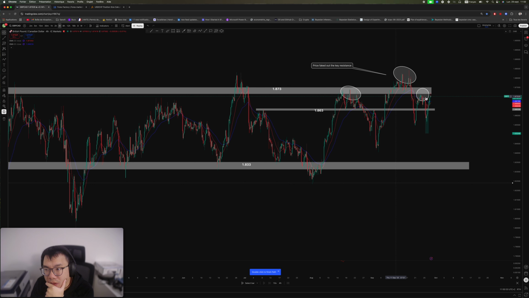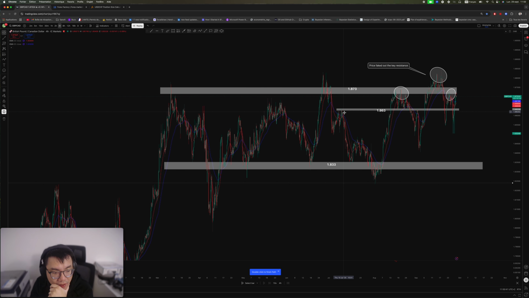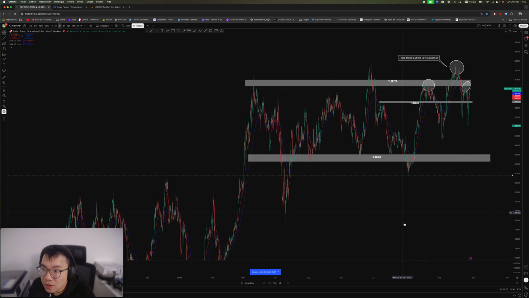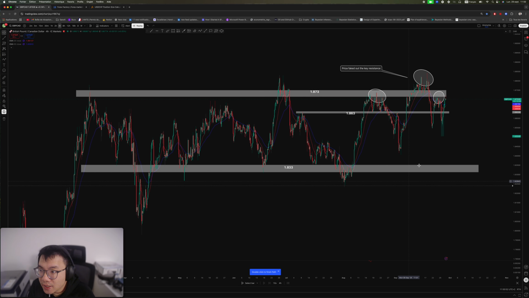Also, we have quite some signals to support our thesis. But I think it's still a risky trade because we go against the trend, which is the bullish trend. So I think that's fine.